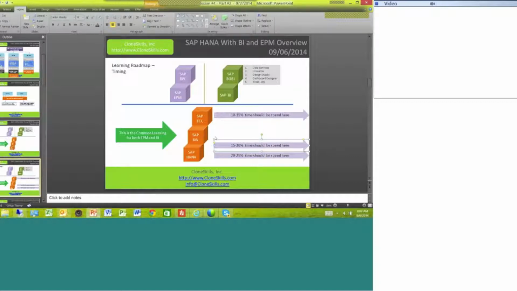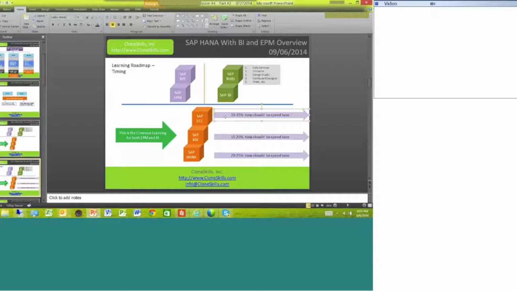So this is primarily from a learning perspective. How much time should I spend? Where do I need to focus? This is something that I felt works well. It all depends on your comfort level. If you are really comfortable, you can adjust these numbers.